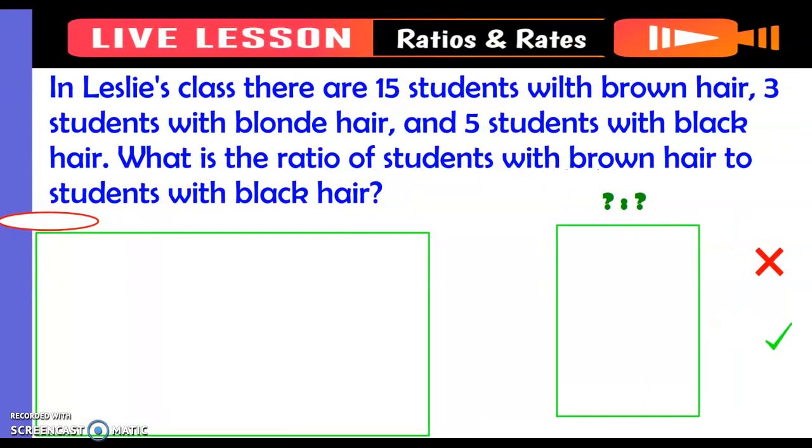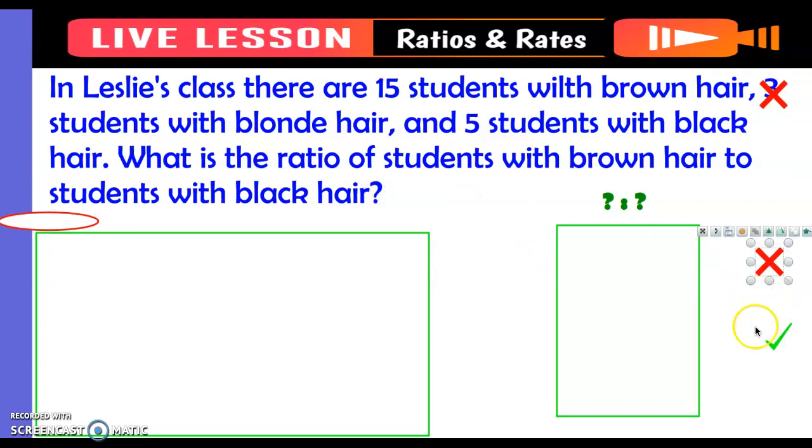All right. In Leslie's class, there are 15 students with brown hair, 3 students with blonde hair, and 5 students with black hair. What is the ratio of students with brown hair to students with black hair? The first thing I notice is that I'm not going to need any information about blonde hair. So I'm going to go ahead and X that out because I really don't need that information. So I don't need this 3 right here because I don't care about blonde hair. I only care about black and brown hair in this particular case.